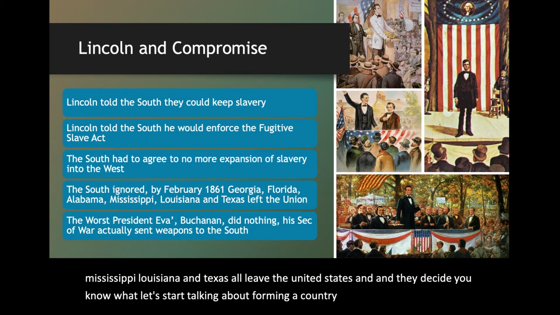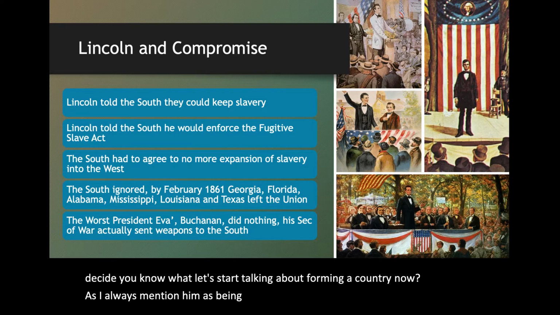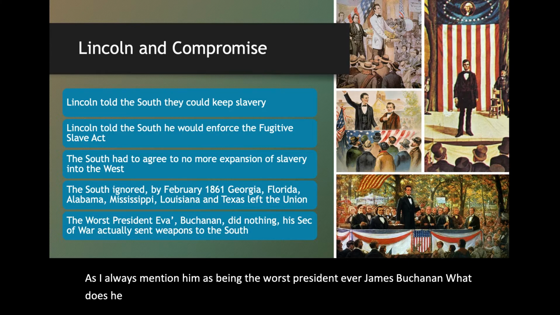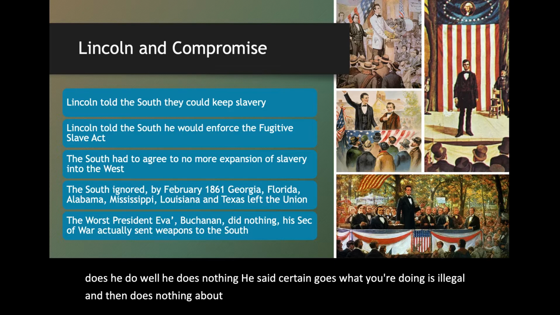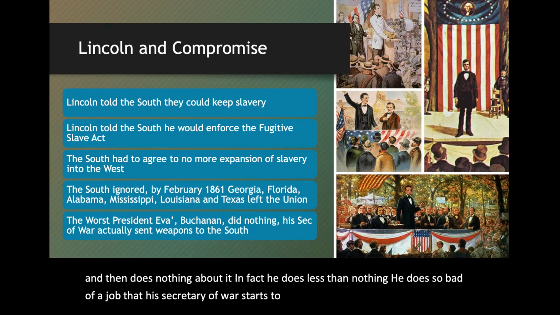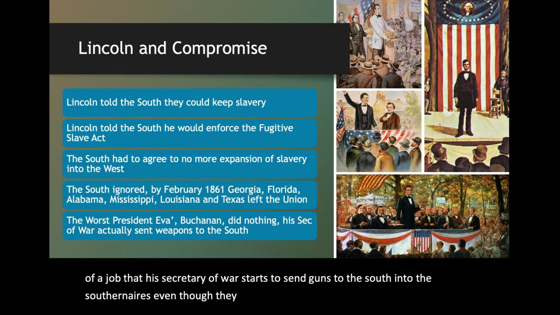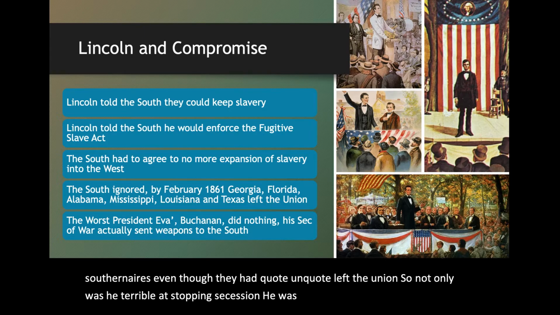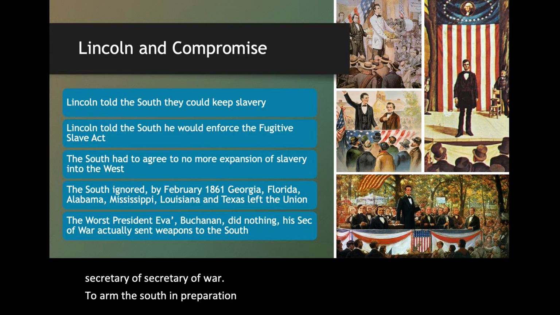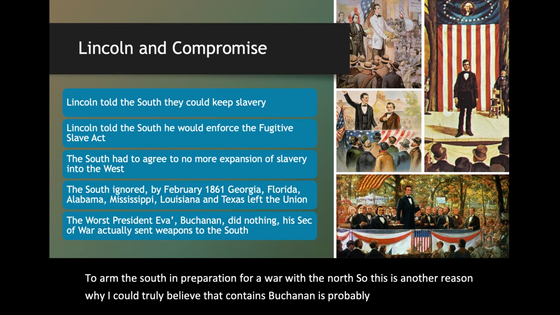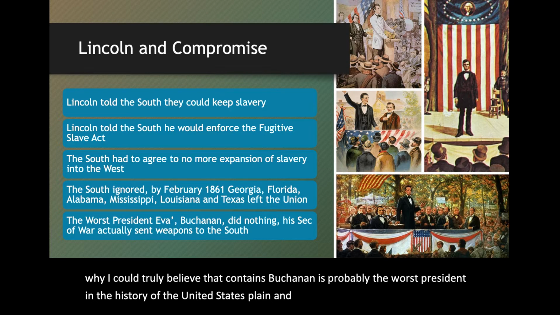Now, as I always mention him as being the worst president ever, James Buchanan, what does he do? Well, he does nothing. He sits there and goes, what you're doing is illegal, and then does nothing about it. In fact, he does less than nothing. He does such a bad job that his Secretary of War starts to send guns to the South and to the Southern armories, even though they had, quote-unquote, left the Union. So not only was he terrible at stopping secession, he was terrible at allowing his Southern Secretary of War to arm the South in preparation for a war with the North. So this is another reason why I truly believe James Buchanan is probably the worst president in the history of the United States, plain and simply. He's just bad. All right.